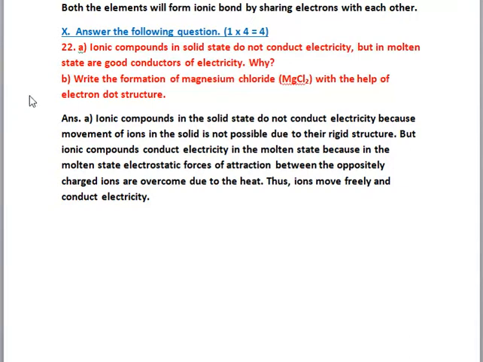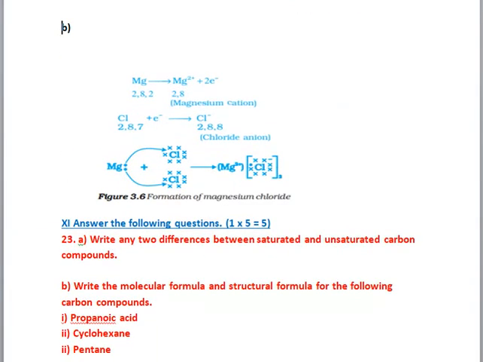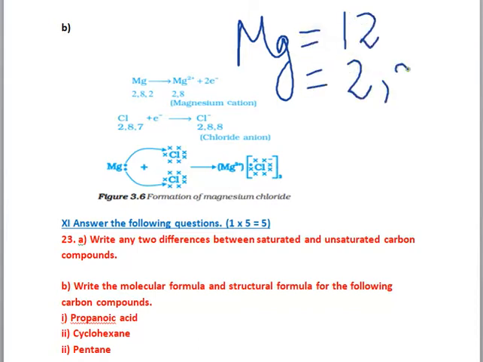Now let's come to the second part. Write the formula of magnesium chloride with the help of electron dot structure. For writing the electron dot structure of magnesium chloride, you should know the atomic number of magnesium and chlorine. So what is the atomic number of magnesium? It is 12. We will write the electronic configuration as 2, 8, 2. So 2 electrons are present in the last shell, and those 2 electrons magnesium will donate.